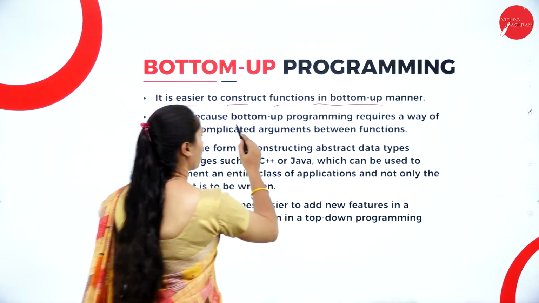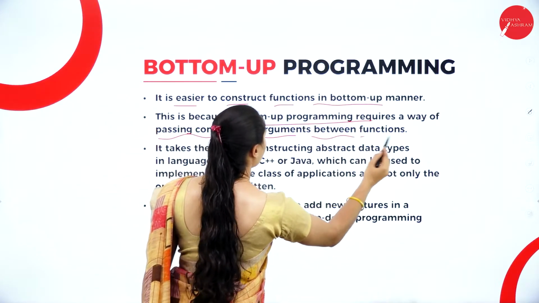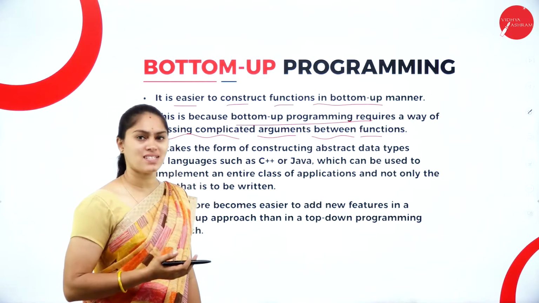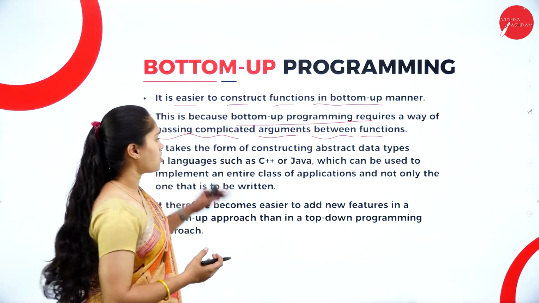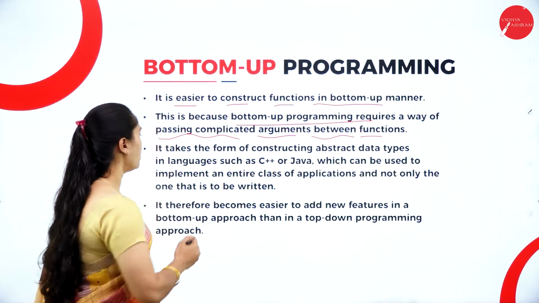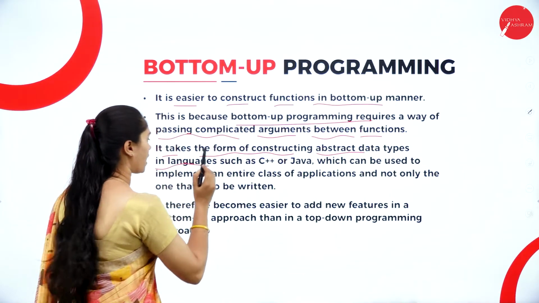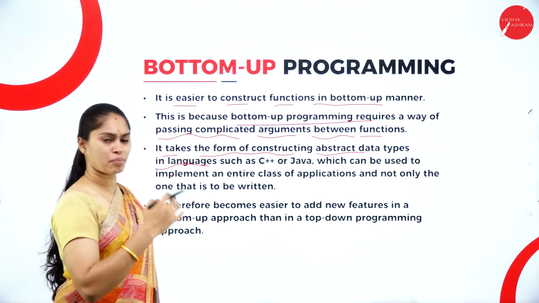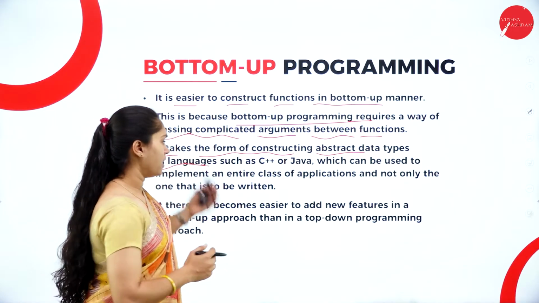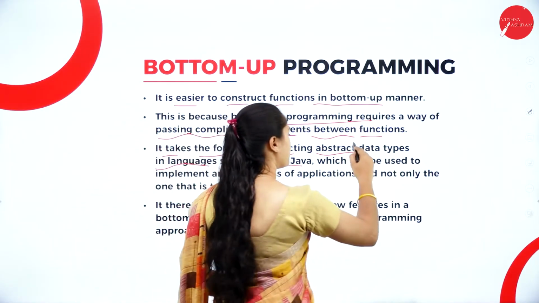Also, bottom-up programming requires a way of passing complicated arguments between the functions. So in the bottom-up approach, we pass complicated parameters or arguments between the functions. It also takes the form of constructing abstract data types in languages. By making use of the bottom-up approach in C++ or Java, we can create our abstract data type.